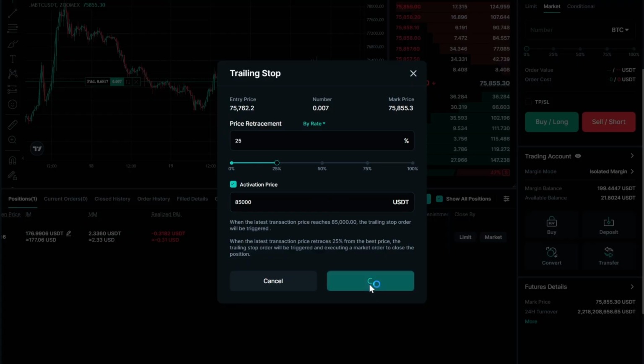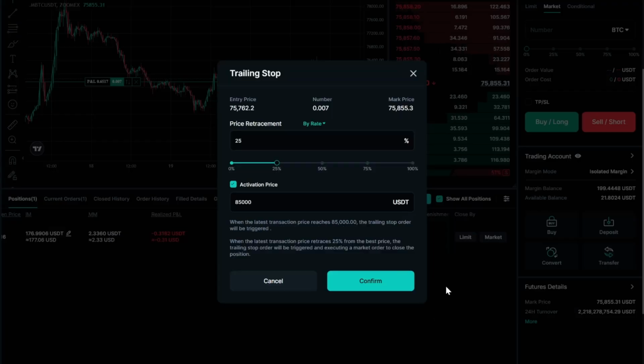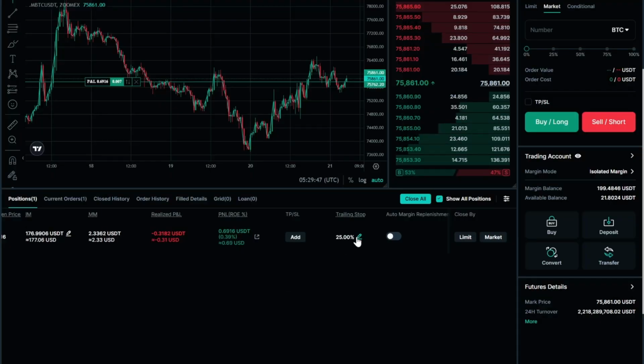We can confirm this order. And we see our trailing stop loss here. We can edit it just by clicking on this icon here.